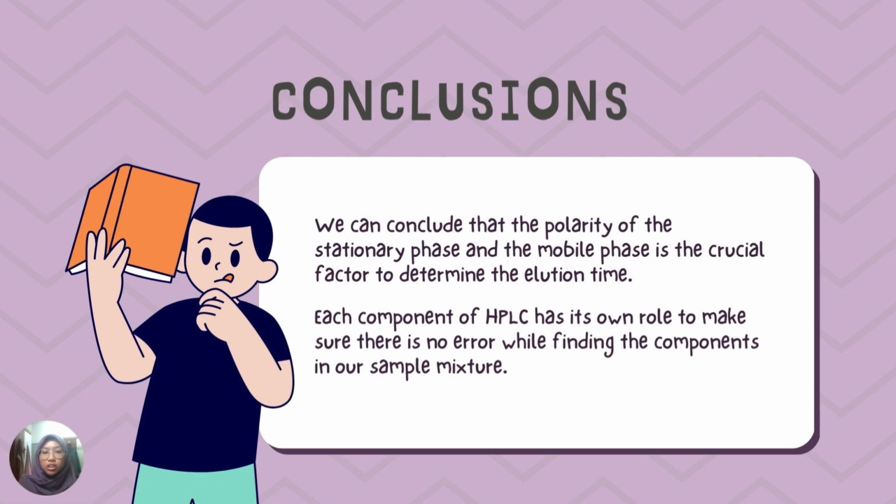And each component of HPLC has its own role to make sure there is no error while finding the components in our sample mixture. Like the degasser, we can take it as an example. It removes the bubbles or any dust that form while we are doing our experiment, because the bubbles will have an impact on our peaks, where there will be small peaks, which is an error.